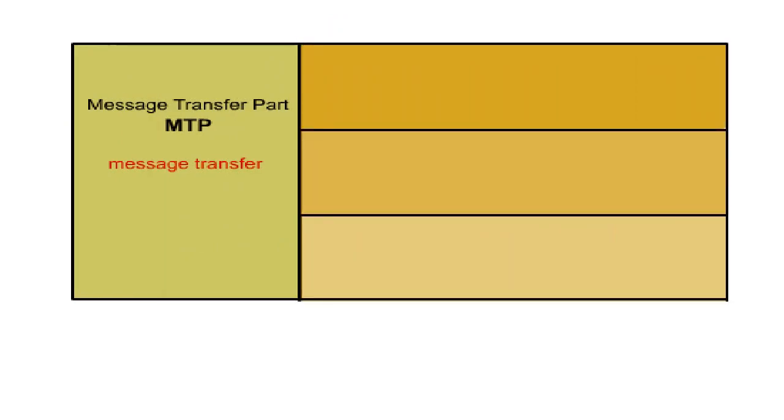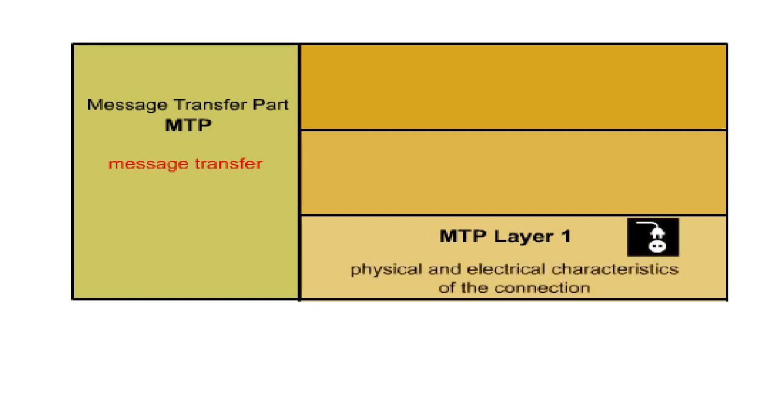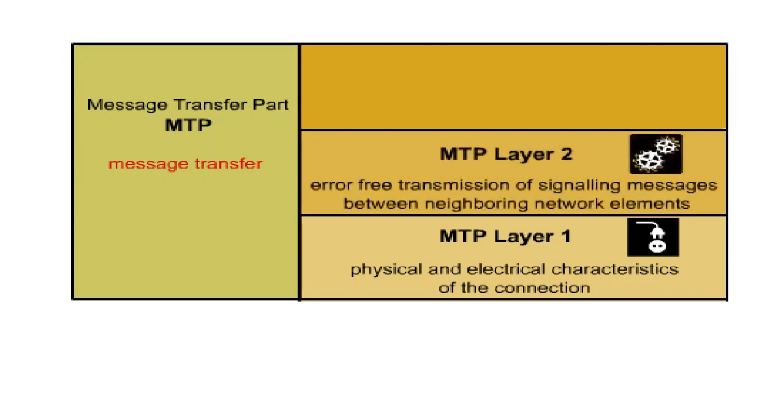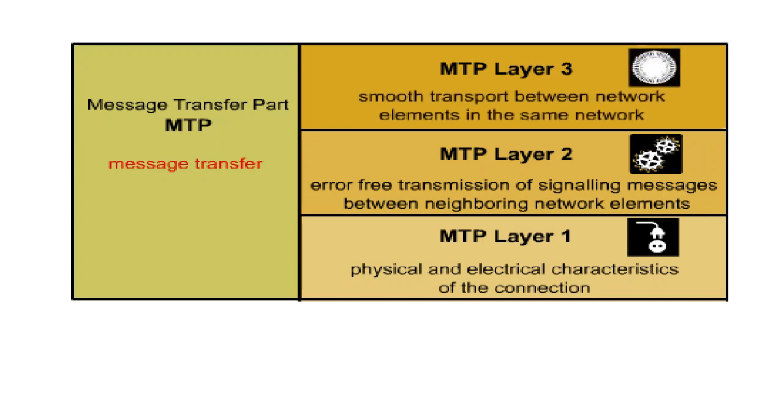MTP is composed of 3 layers. MTP Layer 1 defines the physical and electrical characteristics of the connection. MTP Layer 2 supports the error-free transmission of signaling messages between neighbouring network elements. MTP Layer 3 is responsible for taking the message from any element in a signaling network to any other element within the same network.